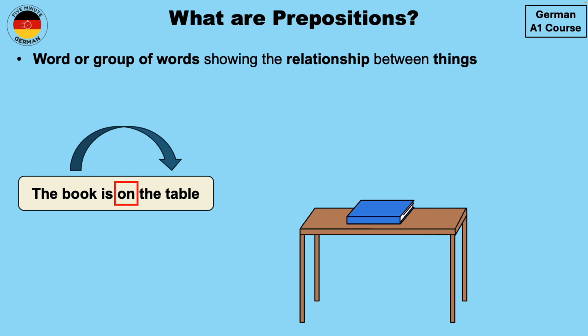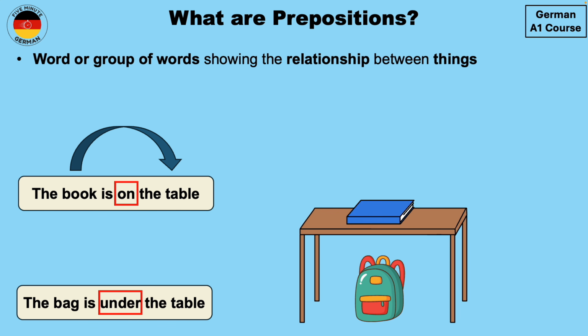Similarly, if we want to show the relationship between this bag and the table, we can say the bag is under the table, where under is the word which tells us about the relationship between the table and the bag. So both on and under are prepositions. And since both of them tell us about the location, that's why they are called prepositions of location.